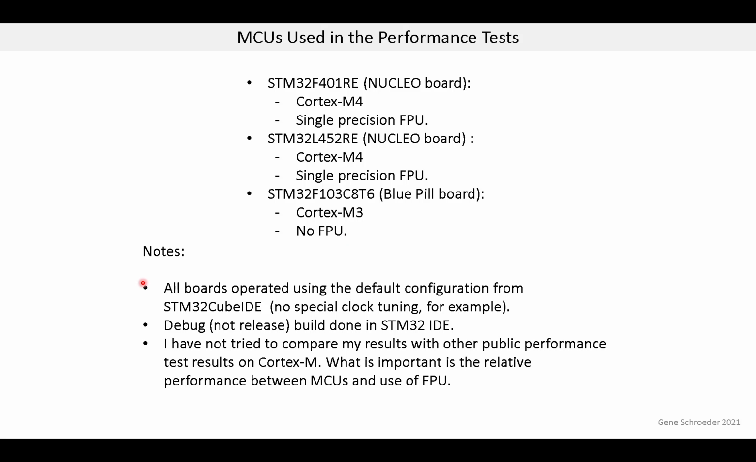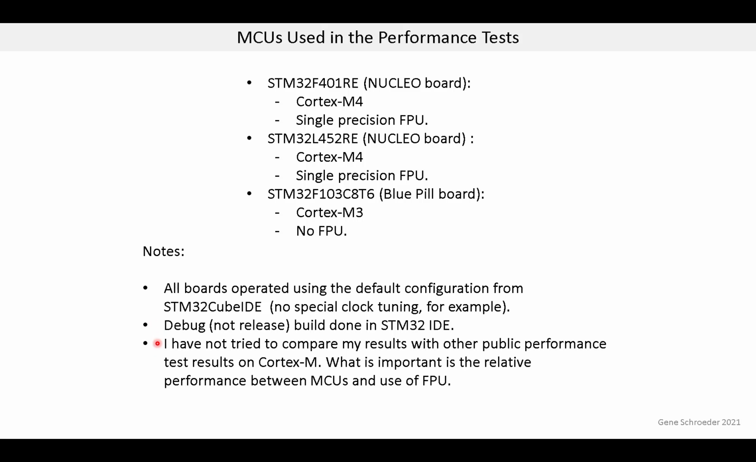And just some notes about the testing. The firmware in all the boards was built using the default configuration from the STM32 IDE. So I didn't touch the clock tuning or anything like that. So it's whatever that IDE uses as the default configuration. I also used a debug build from the IDE. I didn't use the release. The release maybe has an optimized build, which would make things run a little bit faster.